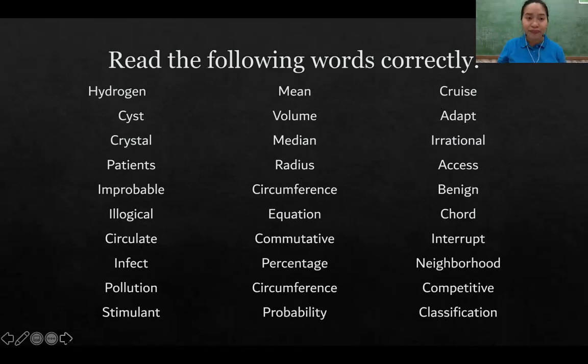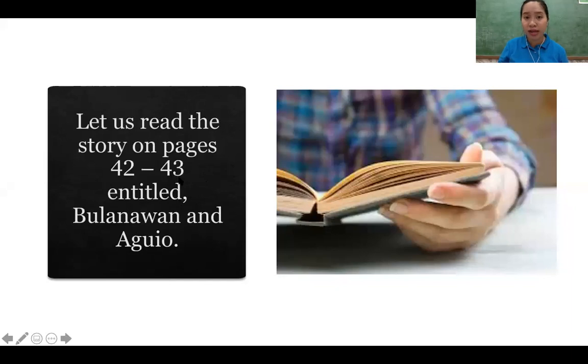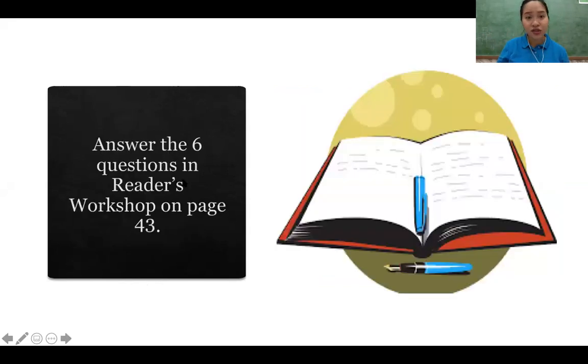Now moving on, let us read the story on pages 42 to 43 entitled Bulanawan and Ageo. This is actually a very short story for me, but I hope you will try to understand the meaning of the story. I'm not going to read the story for you anymore since I know you already know how to understand it. After you read the story, you answer the 6 questions in Reader's Workshop on page 43. Don't worry, if you have questions, we have a GC, so you know where to reach me.